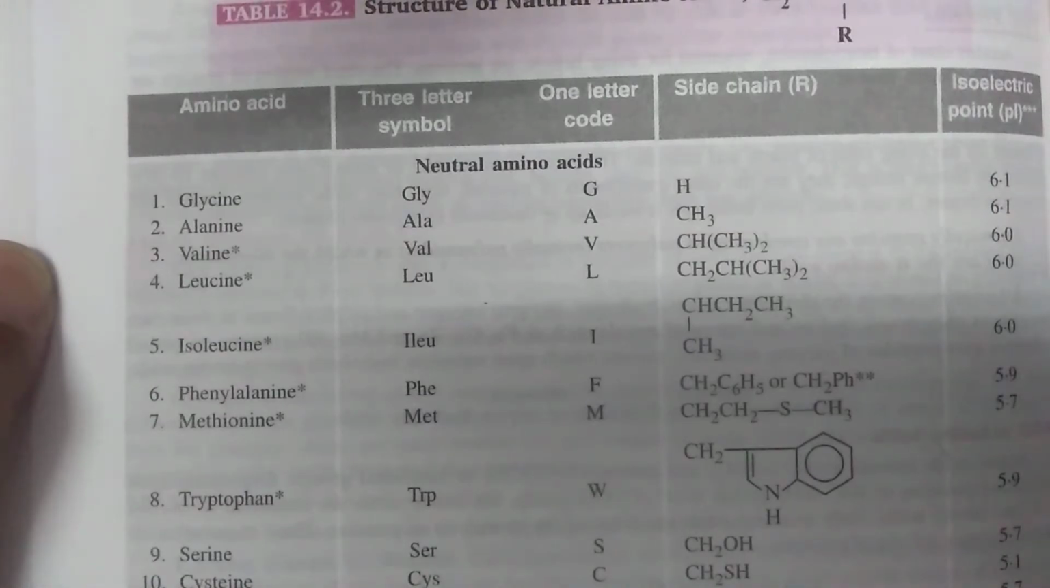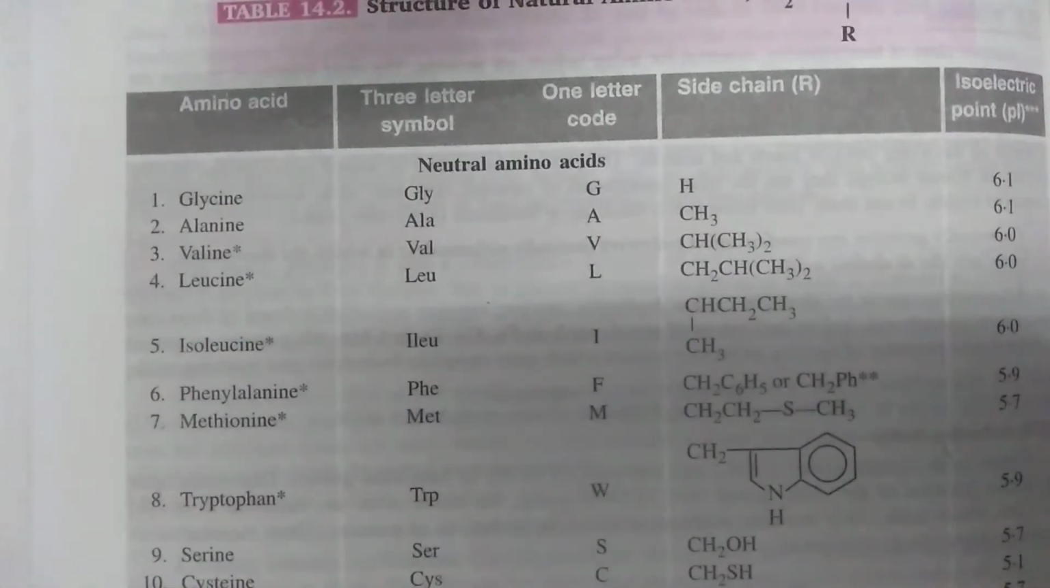remember, the human body can synthesize only 10 amino acids. These 10 amino acids which the body can synthesize are called non-essential amino acids, and they are also called dispensable amino acids. While the remaining 10, I told you 20, is it not? The remaining 10 which the human body cannot synthesize are called essential amino acids or indispensable amino acids.